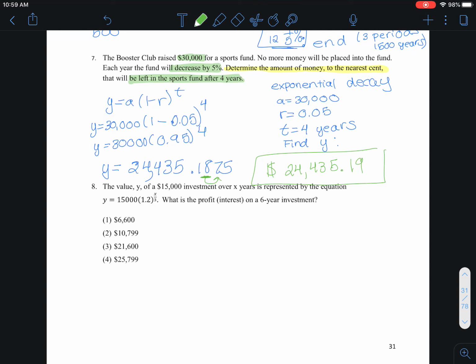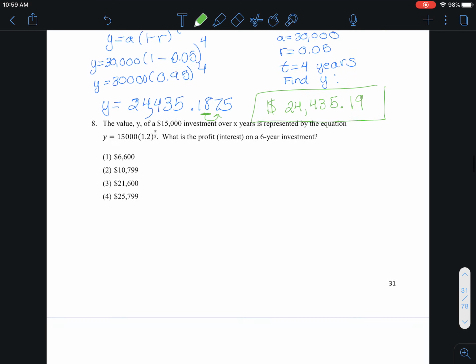So this is saying that after 4 years, where people are taking 5% out of the original $30,000 each year, you'll have $24,435.19 left. Okay? Let's look at number 8.